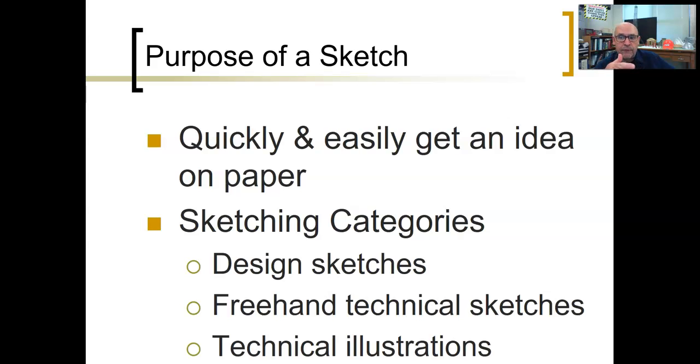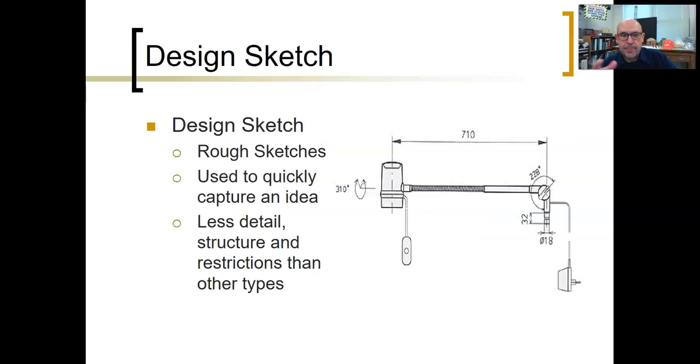Now, who are you drawing for? Sometimes you draw for yourself, so you can figure something out. Sometimes you draw for somebody else. Sometimes you may draw something for somebody to create something for you to use. So there's multiple people as far as who you're actually sketching for. So our different types of sketching, we've got design sketching, freehand technical sketches, and technical illustrations.